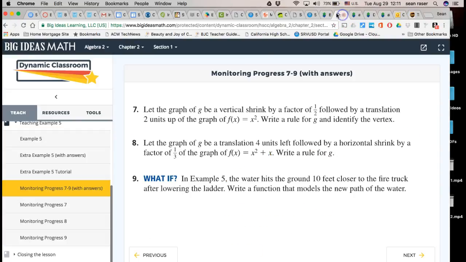What I'm going to put up right now, I want you guys to go ahead and do numbers 7 and 8 right here. In the text box, you're going to be doing what we just did with those two examples. For 7, you're going to write a new rule g that has these transformations to f of x, and then also write in the vertex. And then for 8, go ahead and just write in the transformations. Go ahead and enter those now.